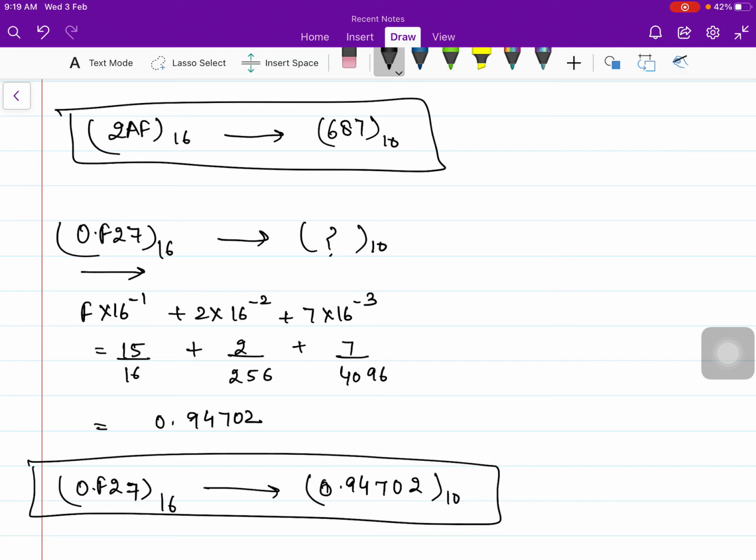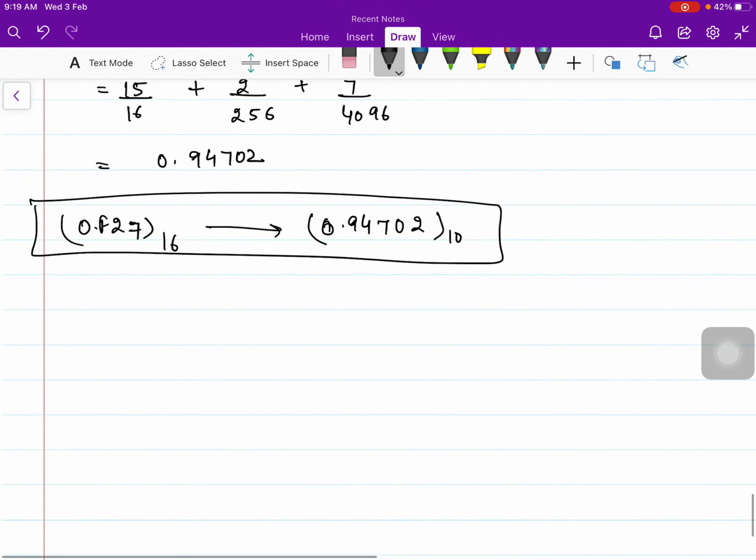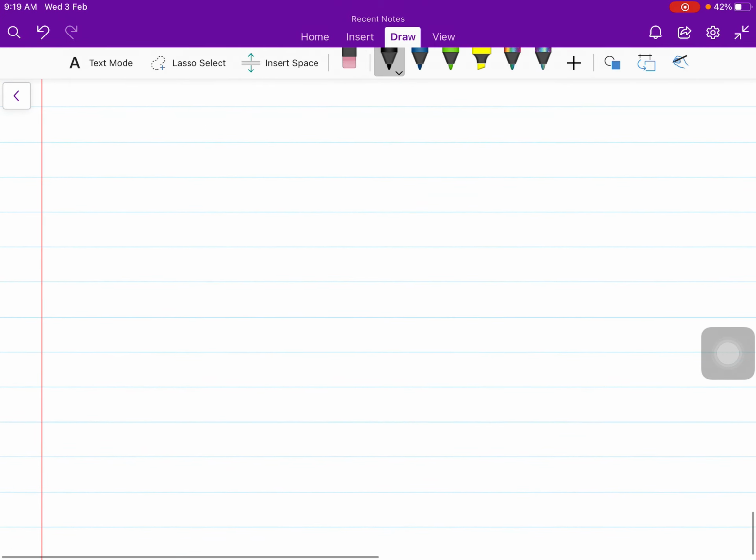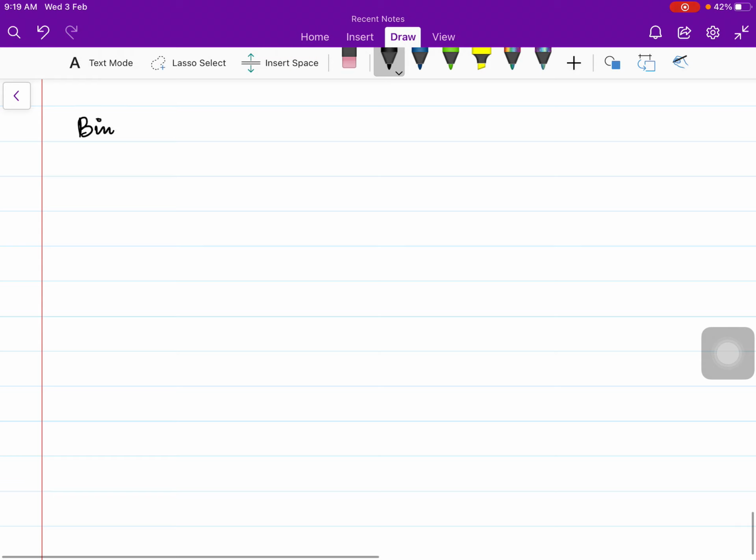So this is how we convert the different number systems to decimal, or the decimal number system to another number system. Just follow the technique. I hope I am clear. Now moving on to another conversion, that is binary to hexadecimal.